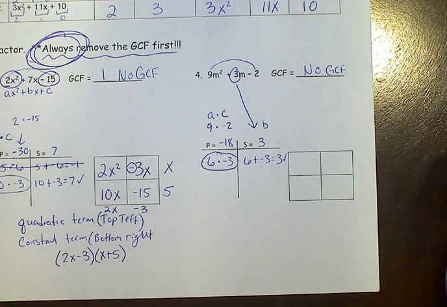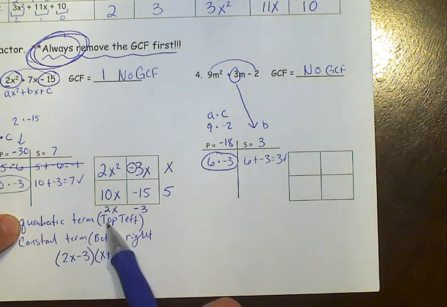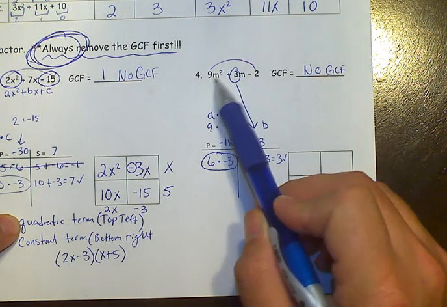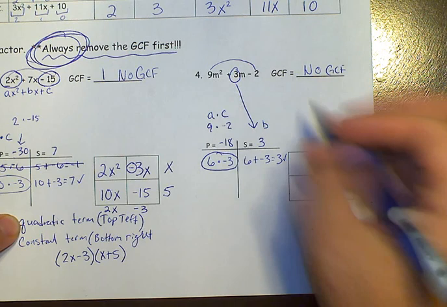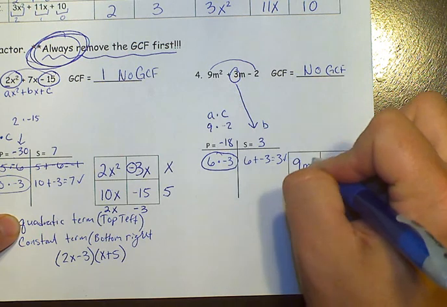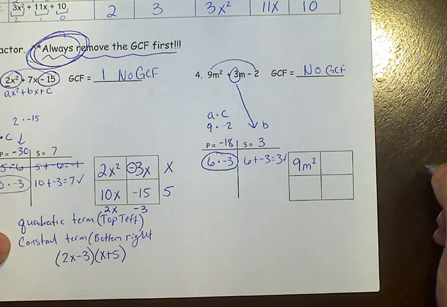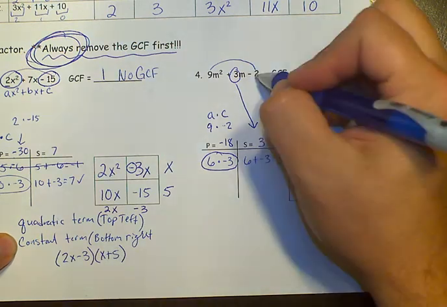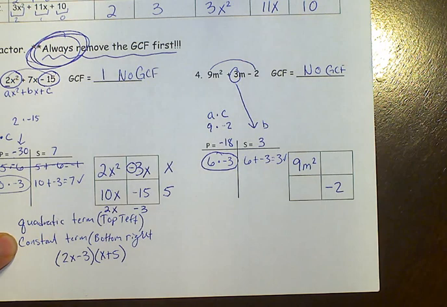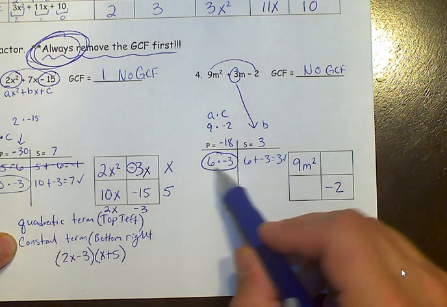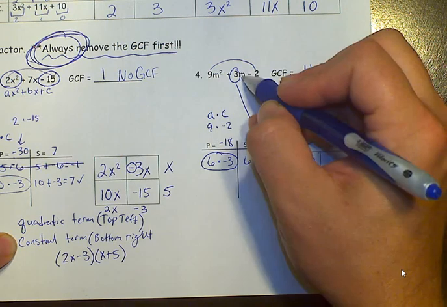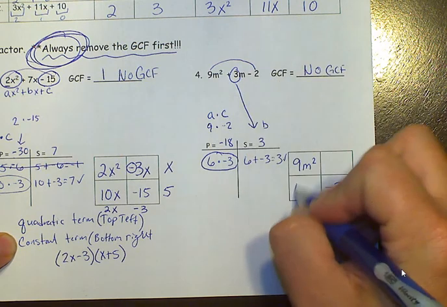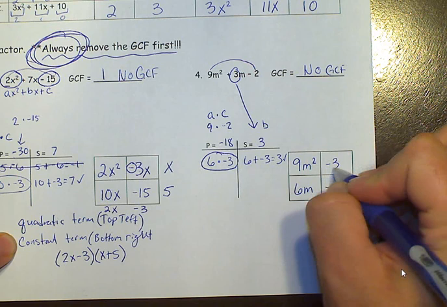Let's refresh. What do I do with my numbers? My quadratic term goes in the top left, so that's this one that is squared, 9m squared. My constant term goes in the bottom right, that's this negative 2. And then I'm going to take these terms and they get an m, so 6m and negative 3m.